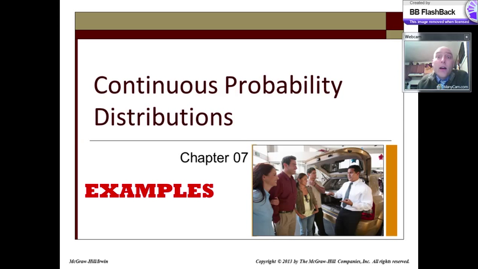Welcome back. Chapter 7, Part 2. We're continuing our discussion about continuous probability distributions, but this time we're just going to go through specifically the examples that come at the end of the chapter. Which chapter? Chapter 7 out of this textbook.